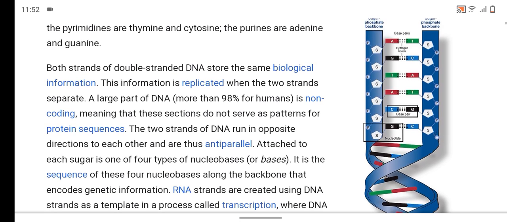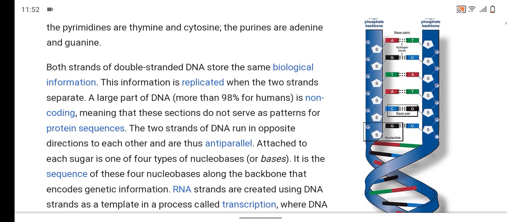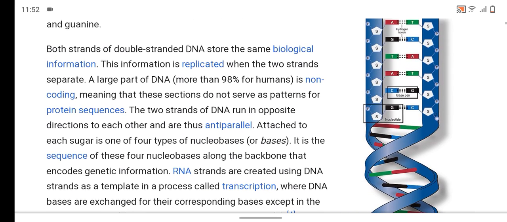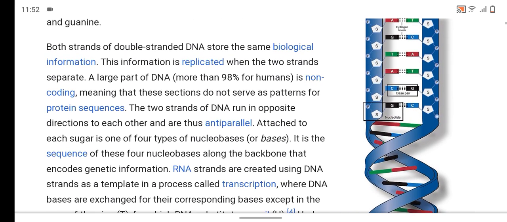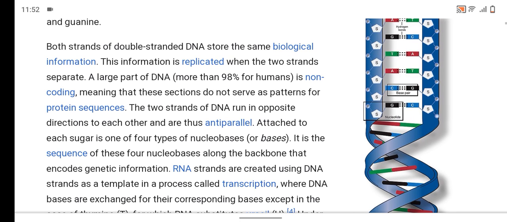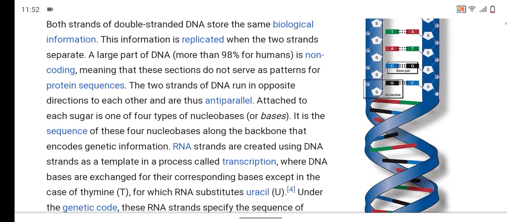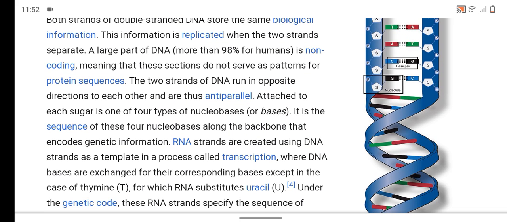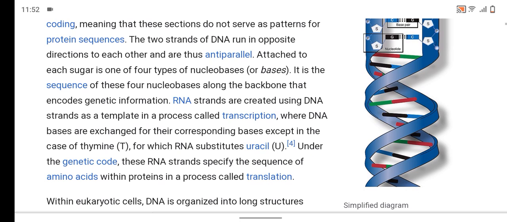A large part of DNA, more than 98% in humans, is non-coding, meaning that these sections do not serve as a pattern for a protein sequence. The two strands of DNA run in opposite directions to each other and are thus anti-parallel. Attached to each sugar is one of the four types of nucleobases, or bases. It is the sequence of these four nucleobases along the backbone that encodes genetic information.